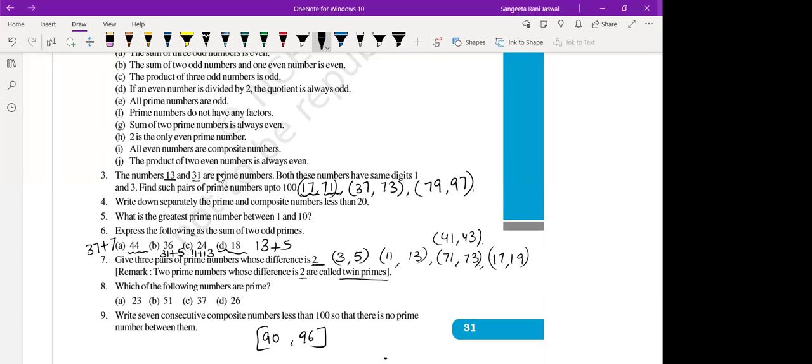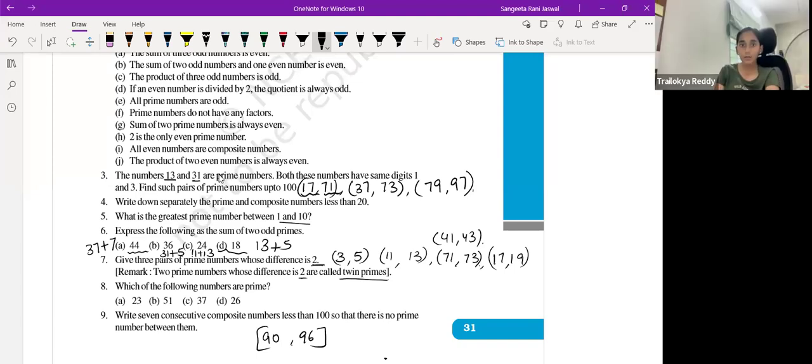Are you understanding? So we are only revising now. So we'll soon go to the HCF and LCM part also. But before that, you should know the facts about prime numbers. Okay, write the greatest prime number between 1 and 10. Which is the greatest prime number between 1 and 10? Simple.